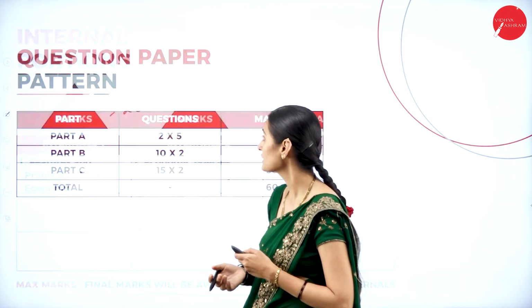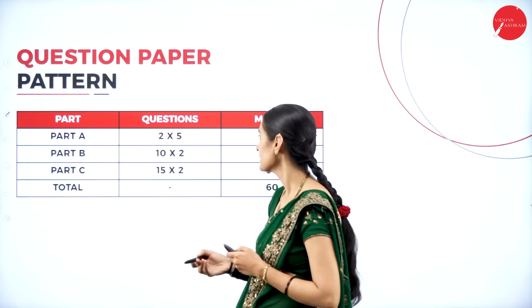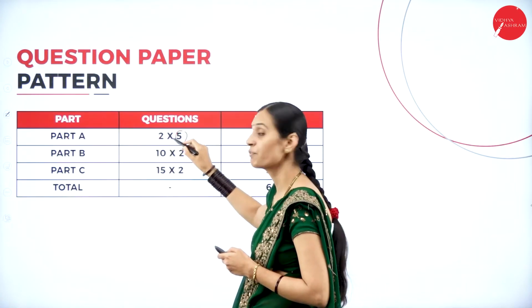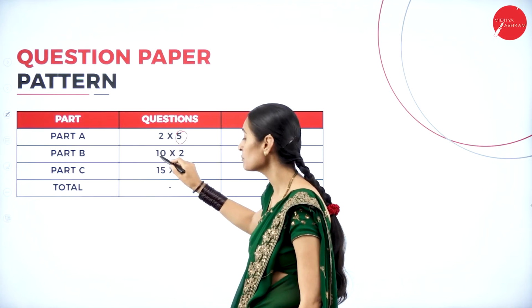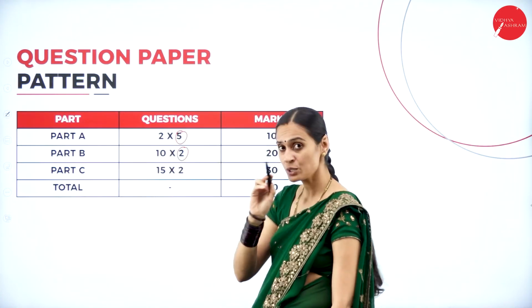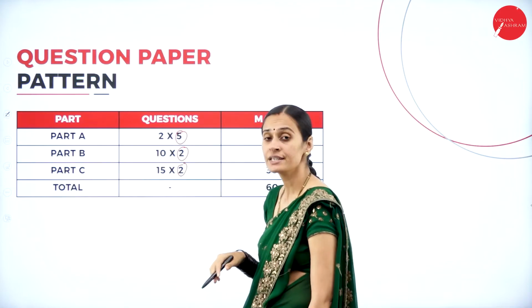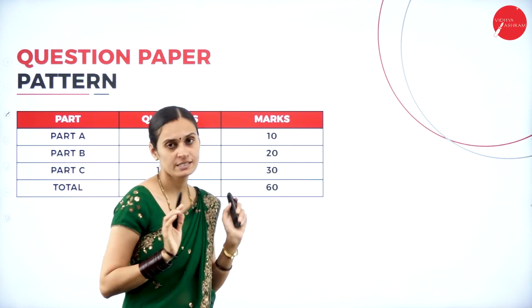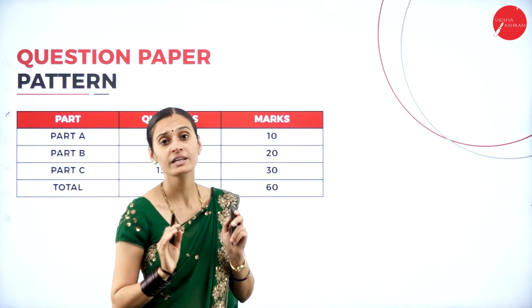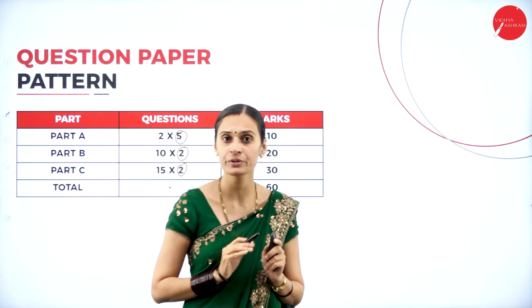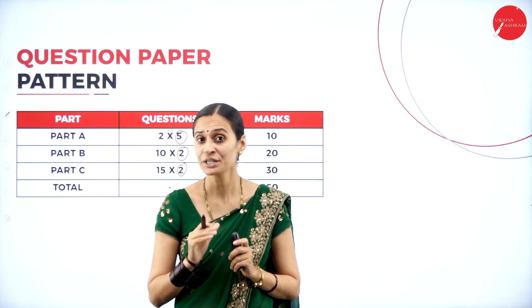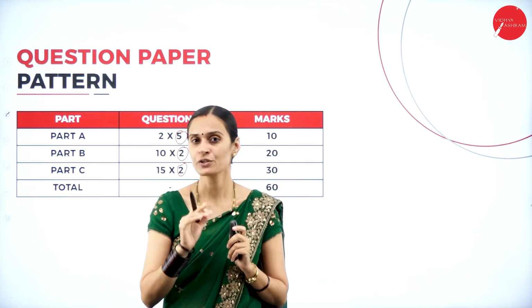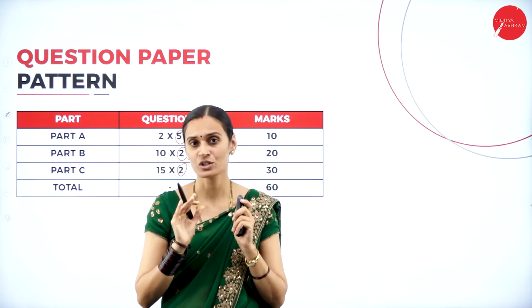Yes, let us see the question paper pattern. 2 marks questions: 5, 10 marks questions: 2, and 15 marks questions: 2. So the 2 mark questions give 10, then 20, then 30, making it 60 marks. It is a very easy pattern of question paper. If you just try, you can get more marks, and if you try well, you can get full marks.